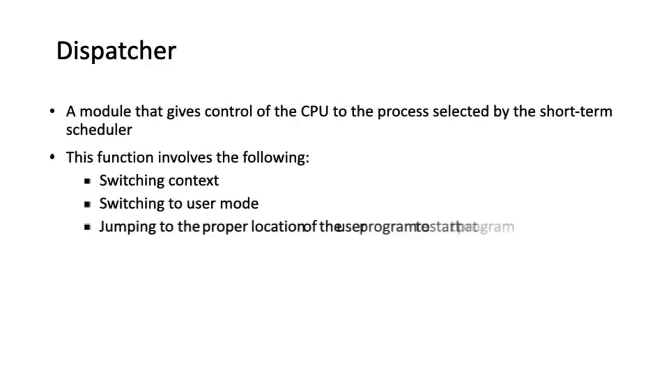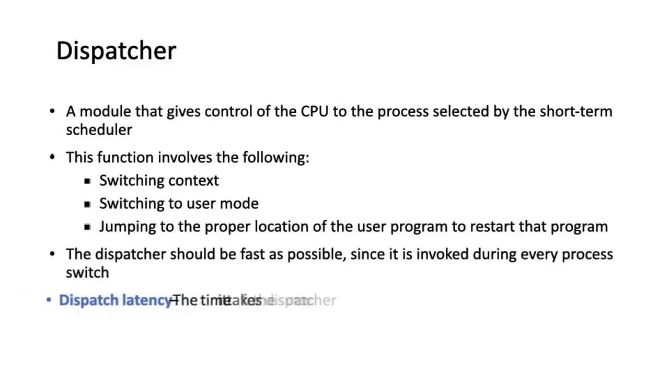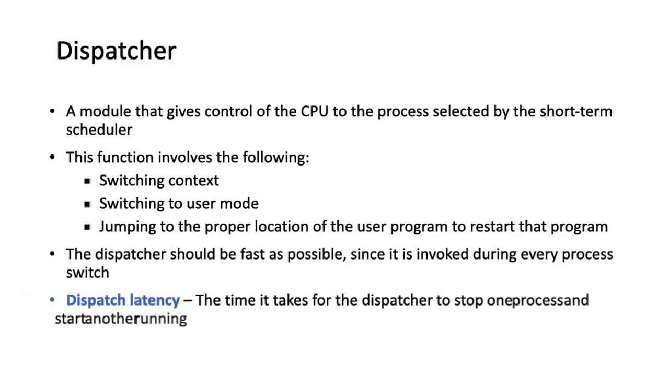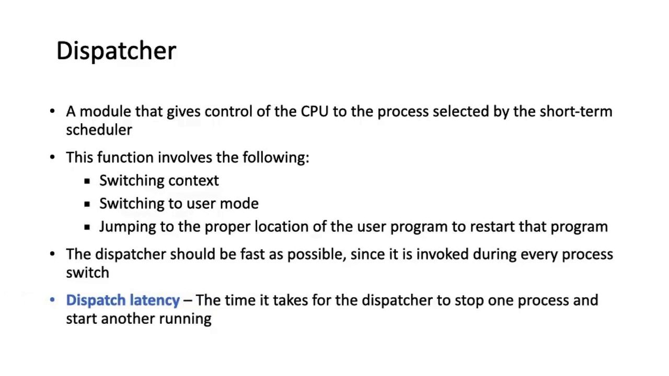Dispatcher. A module that gives control of the CPU to the process selected by the short-term scheduler. This function involves the following: switching context, switching to user mode, jumping to the proper location of the user program to restart that program. The dispatcher should be as fast as possible, since it is invoked during every process switch. Dispatch latency. The time it takes for the dispatcher to stop one process and start another running.